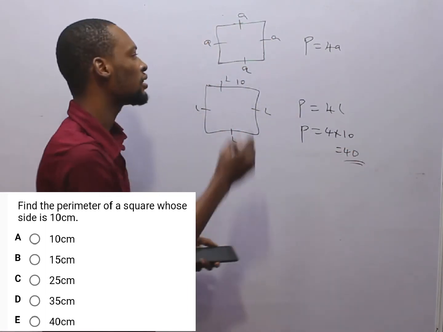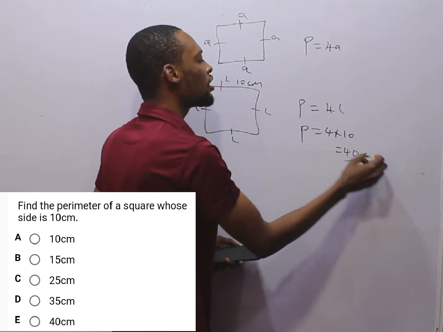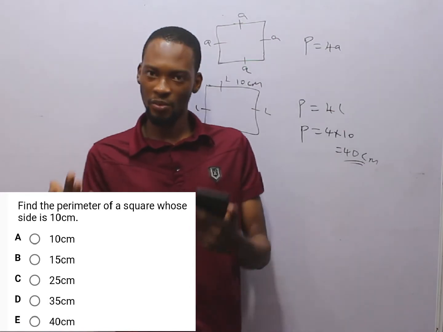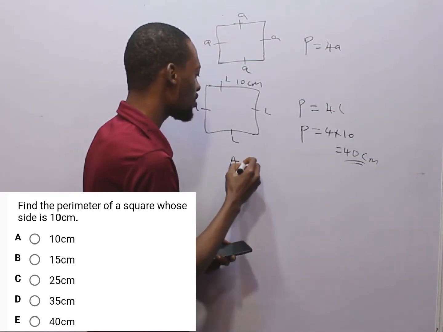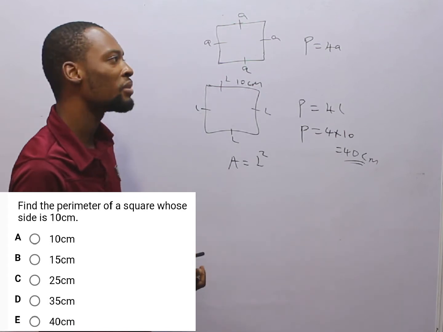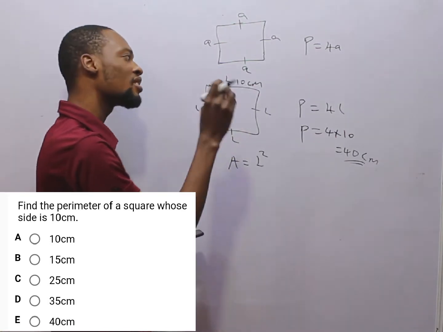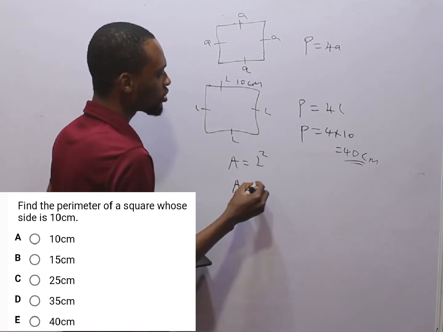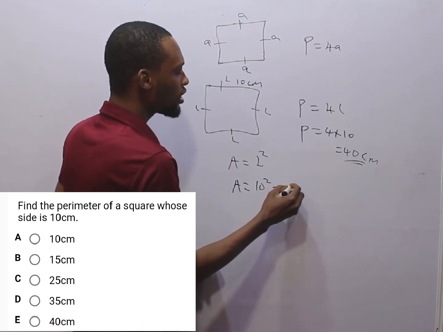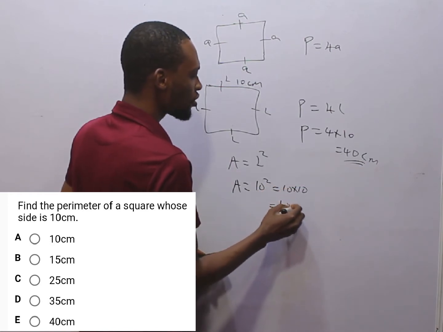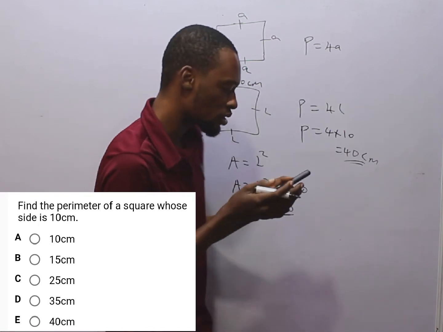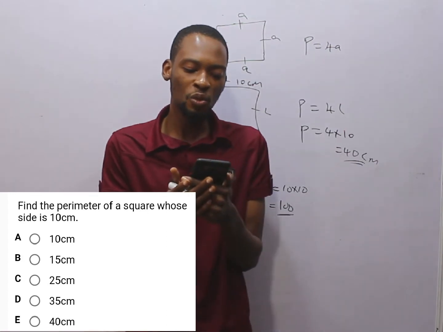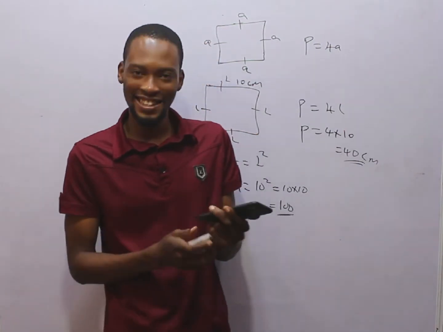And the area, let's say in cm, will be cm squared. If it is in meters, it will be meters squared. How about the area of a square? The area of a square, A, is equal to L squared. What does that mean? When you have the length, square the length, and that will give you the area. So in this case, the area is 10 squared, or 10 times 10, which equals 100. That is how it works. In this case, 40 centimeters is the perimeter of a square whose side is 10 centimeters.